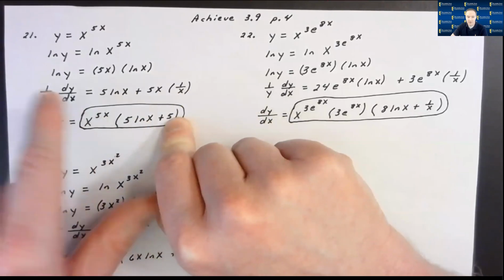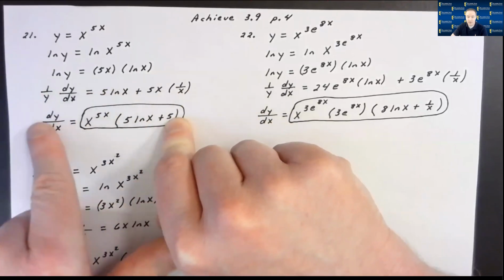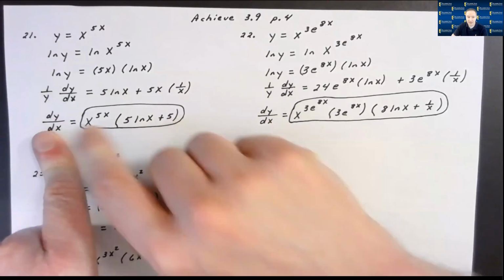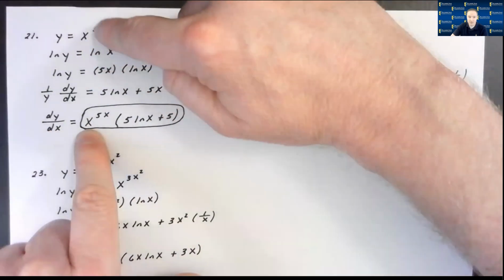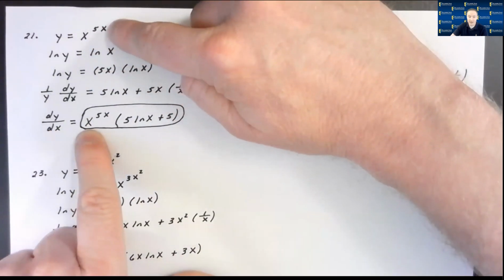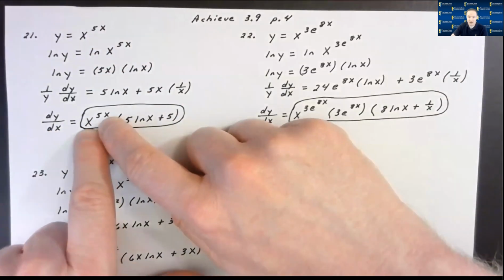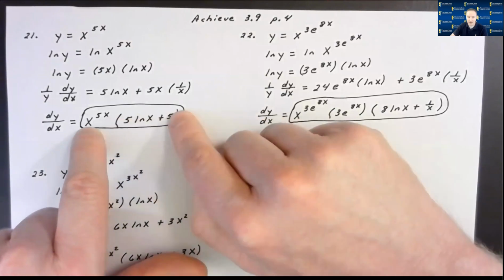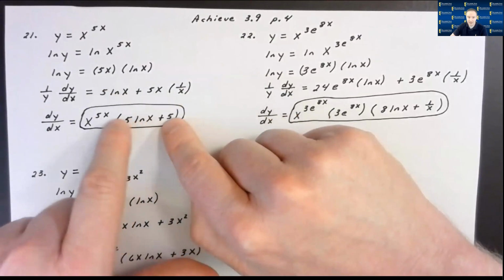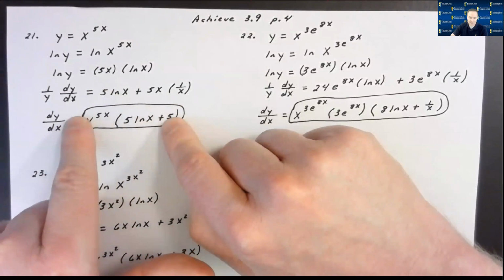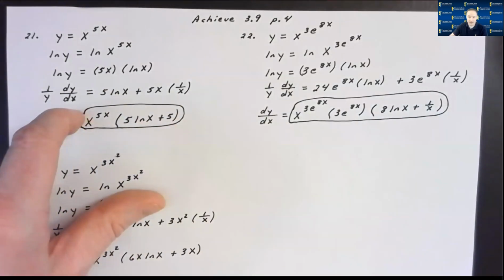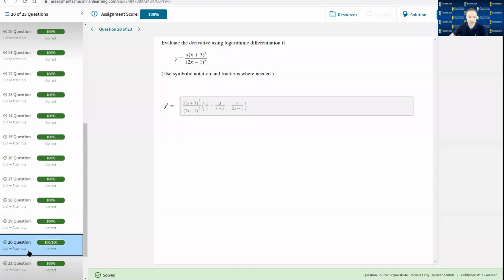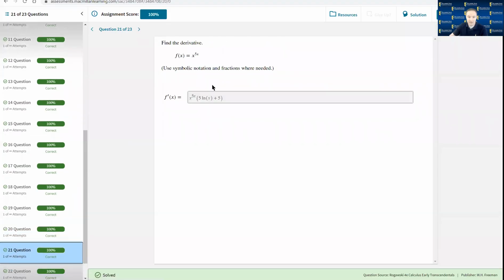Where did this come from? Because we had to multiply by y on both sides to solve for dy dx. Please remember, you want your answer in terms of x. So just say, well, y is equal to x to the 5x. That's the y term there, times the right-hand side simplified like that. And I could have moved that 5 out in front and called that the natural log of x plus 1. But this is the way I entered the answer in on Achieve, and Achieve liked it, as you can see right here.